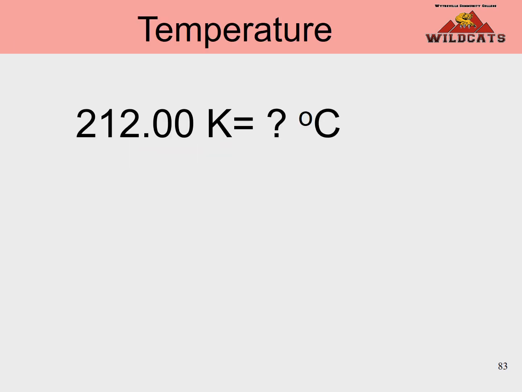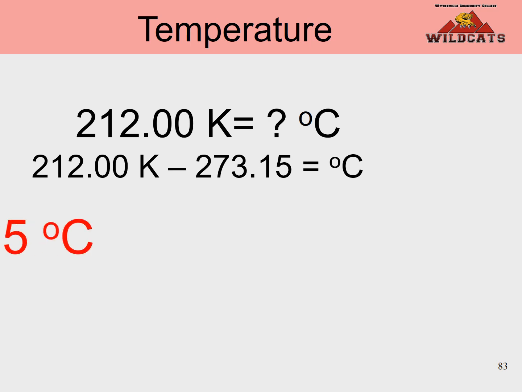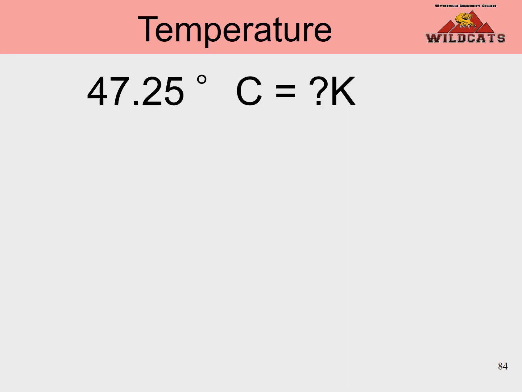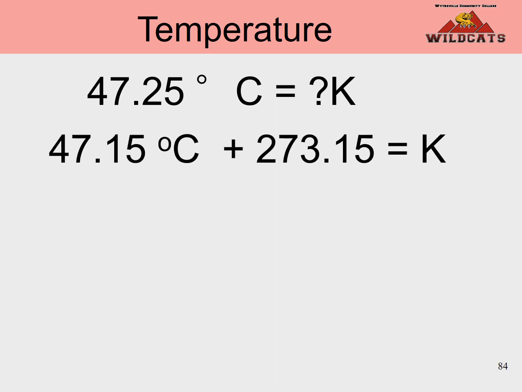Kelvin. So I want to go 212.00 Kelvin to Celsius. The Celsius needs to be smaller, so I'm going to subtract. And I end up with negative 61.15 degrees Celsius. Please be careful with the negative numbers. For 47.25 degrees Celsius, add the 273.15, and we end up with 320.40 Kelvin.